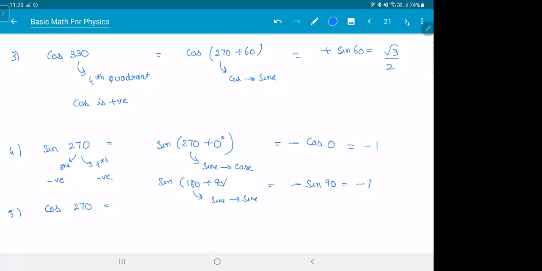But you need to know the table, right? Meaning 0 to 90, so you have to know the values, na?